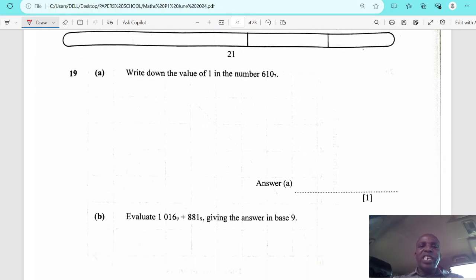Write down the value of 1 in this one. Right, so this one is 7 to the power 0. The second one, 7 to the power 1, 7 to the power 2. So it will be 1 times 7 to the power 1, which is equal to 7.